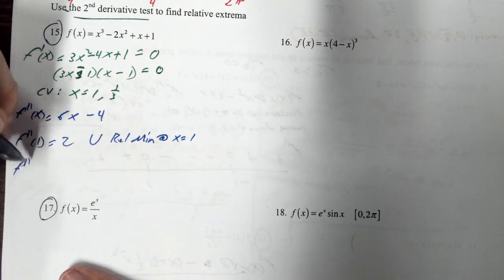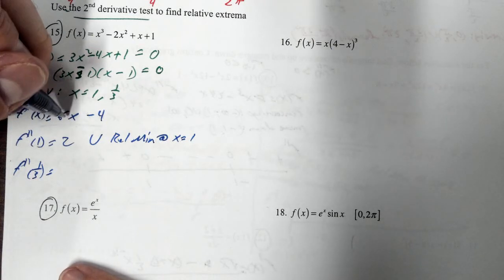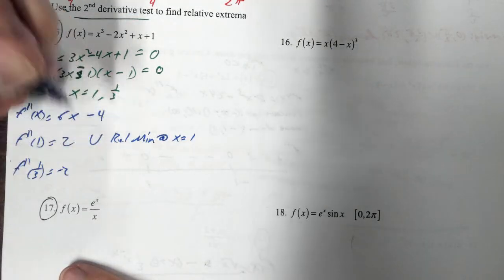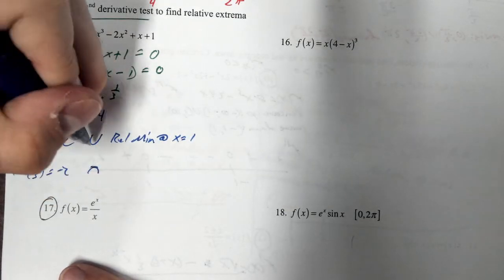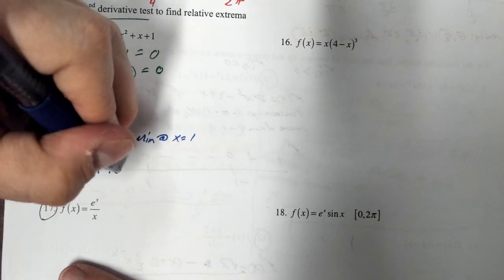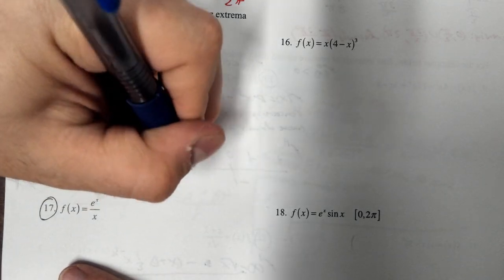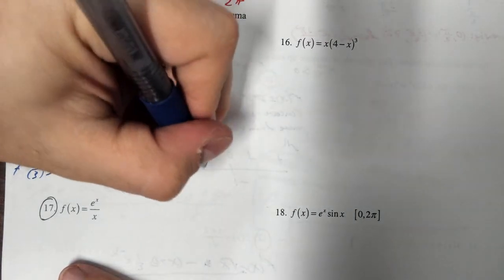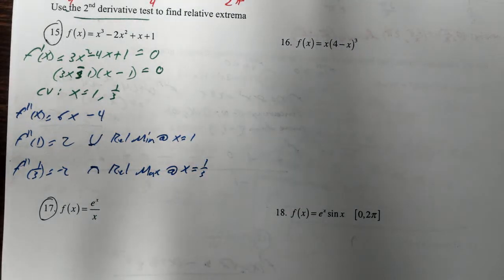And then f double prime of 1/3. Okay, 1/3 of 6 is 2. 2 minus 4 is negative 2. For negative, that means we're concave down, so it must be a max. So it would be a relative max at x equals 1/3. That's all we have to do in these kind of problems.